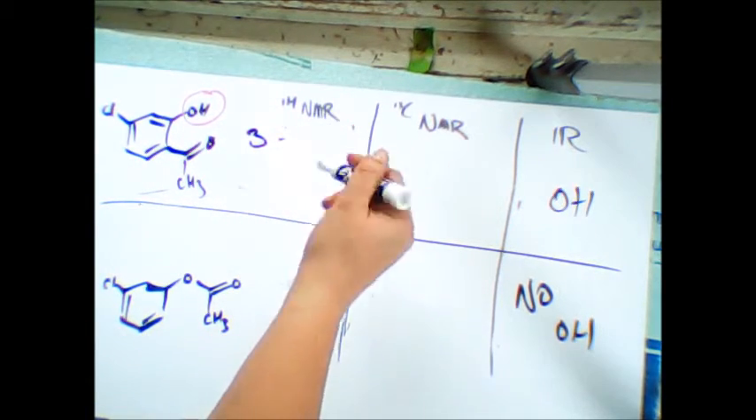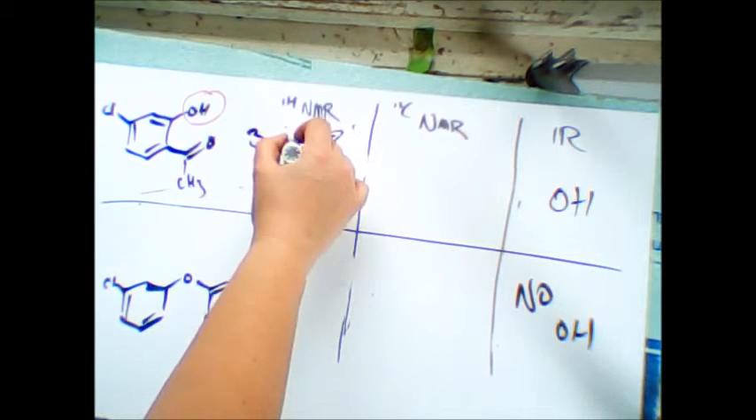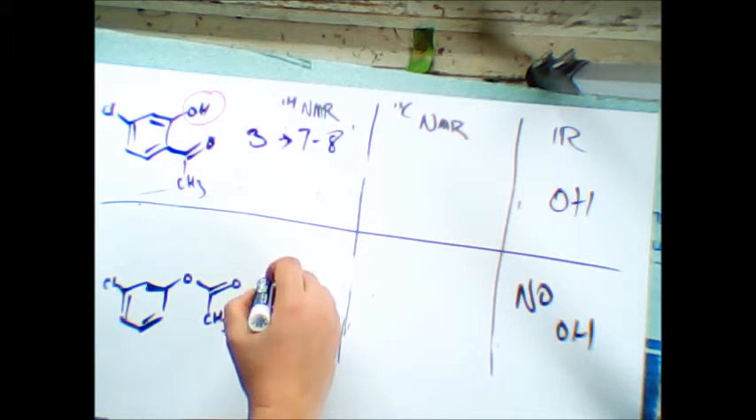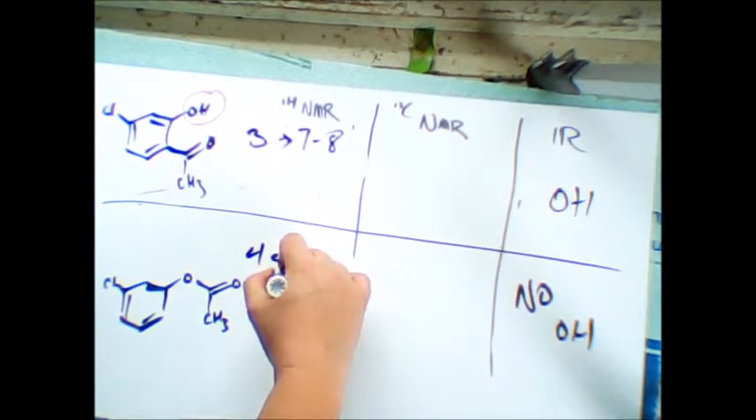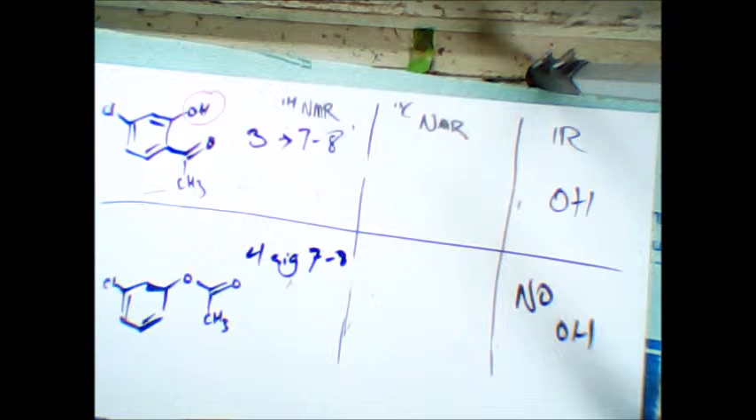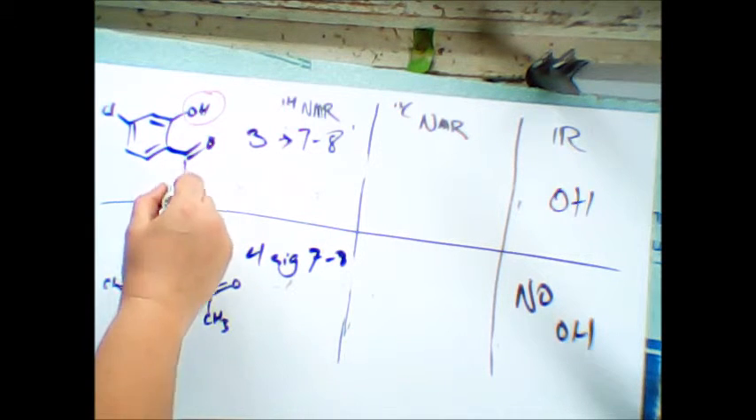So, H NMR: we've got a tri-substituted benzene here, which is going to have 3 signals in the aromatic region, which is the 7, 8. This one is only di-substituted, which means it is going to have 4 signals in the 7, 8 region. I apologize, my format has apparently changed. And then this part is going to show up essentially the same for both of them.